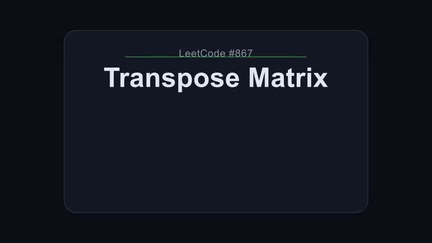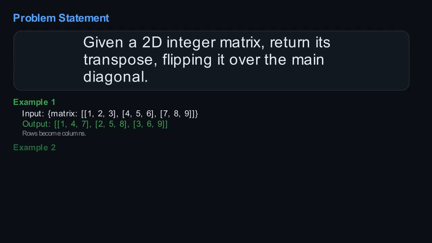Imagine you have a grid of numbers, and you need to flip the entire thing across its diagonal. Today's problem is the transpose matrix. Take a moment. How would you move these numbers around? Before we solve this, let's start with the absolute basics.